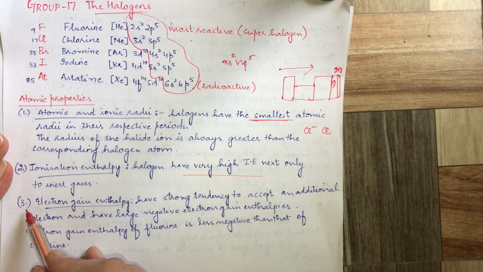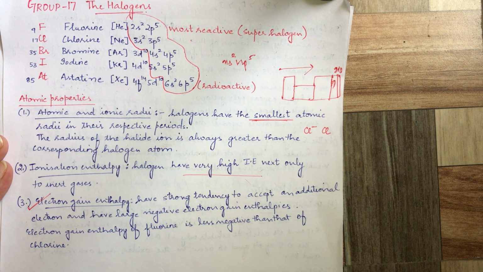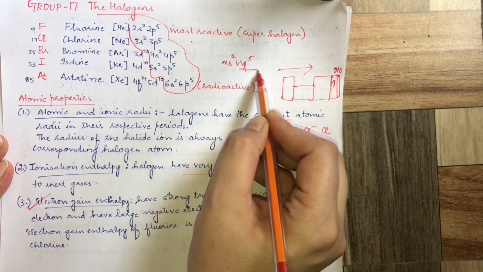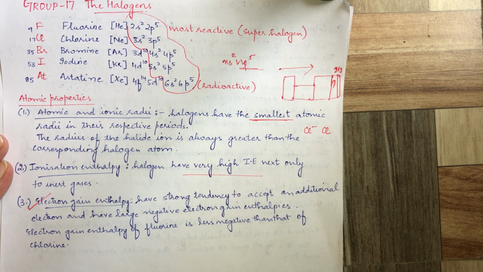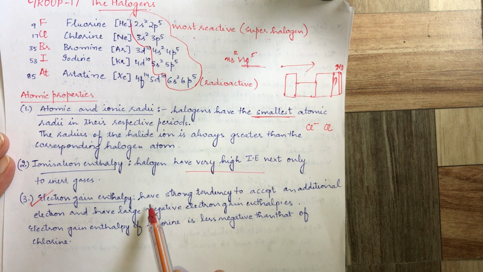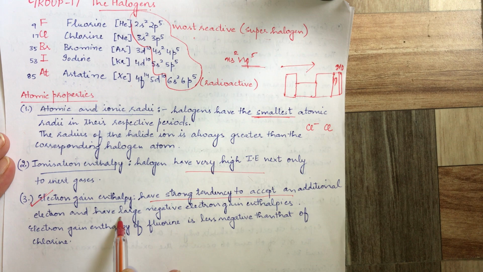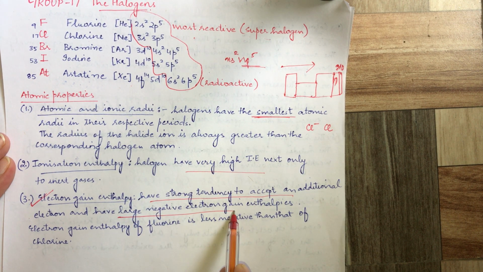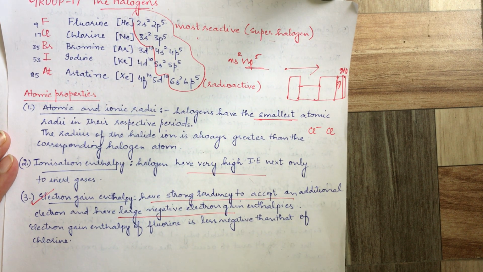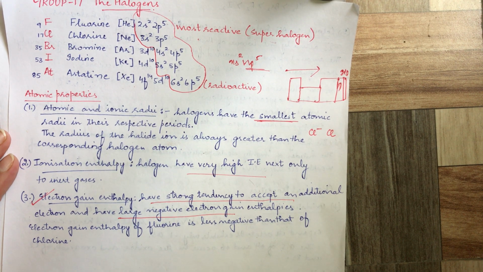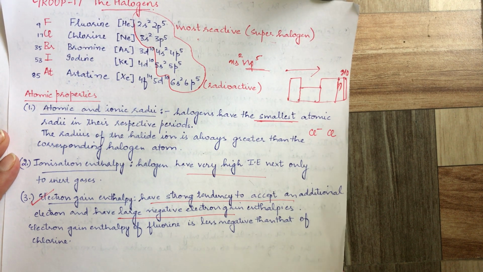Contrary to this, if we talk about electron gain enthalpy, they have a strong tendency, as they require only one electron to attain noble gas configuration, so they would welcome that one electron very easily. They have a strong tendency to accept an additional electron and have large negative electron gain enthalpy. It means whenever that electron is gained, a large amount of heat is released, which signifies that it is easy to attain one electron and attain a negative charge.